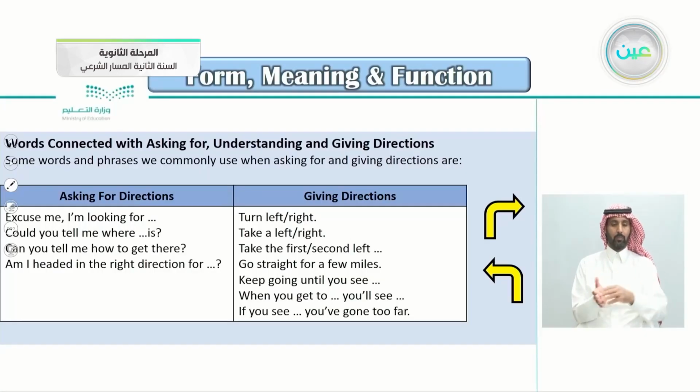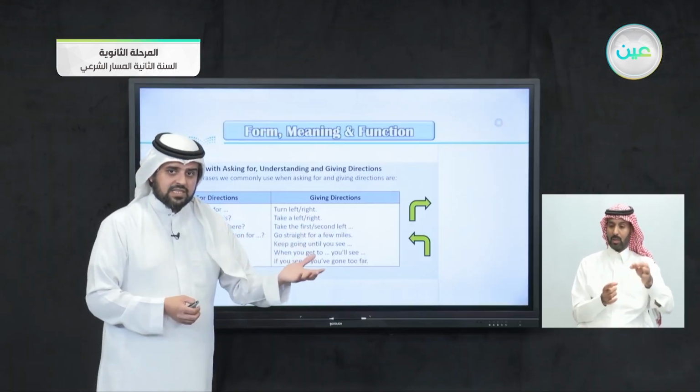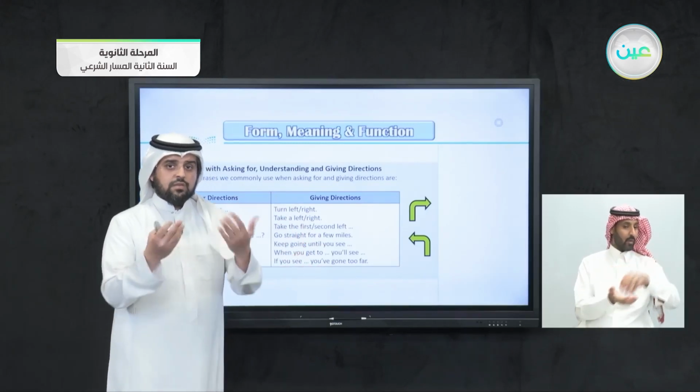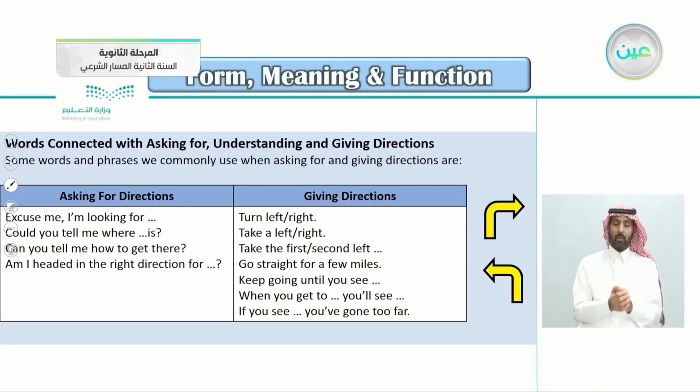The third sentence: Can you tell me how to get there? For example, when you ask someone, do you know where the bank is? Maybe he'll say yes. Can you tell me how to get there? So then he will give you the directions.